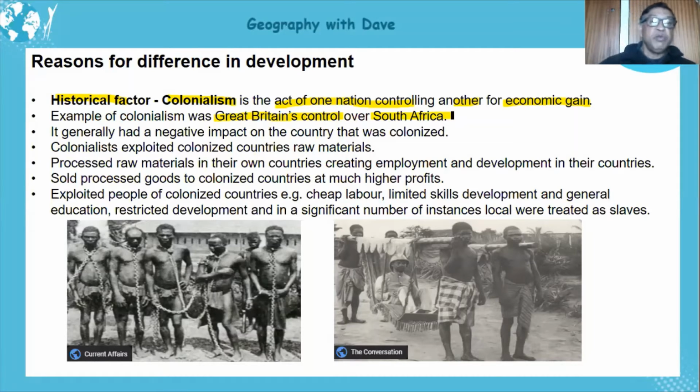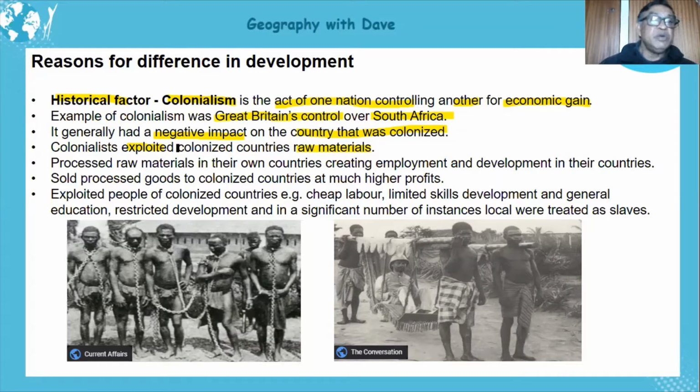Okay, and what was the impact? It generally had a negative impact on the country that was colonized, all right? Because what did the colonialists do? They exploited the colonized countries for raw materials. They took the precious raw materials from the country, okay? They took it at practically low rates or no rates.